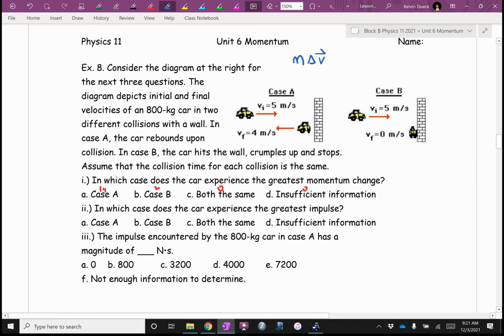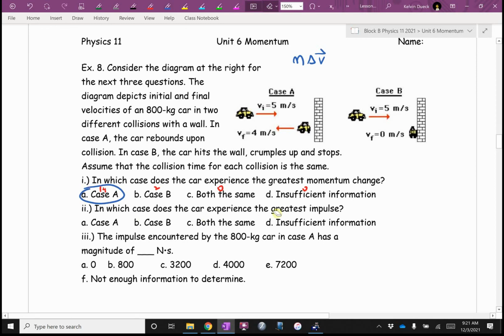So which car experiences the biggest impulse? Do they have the same mass? Yeah. Do they have the same change in velocity? No. What's the change in velocity in case B? I like that. He said -5. So Quinn has decided that right is positive and left is negative, and he went final minus initial, -5. What's the change in velocity here? It's not 1. It's -9, right? -4 minus 5. Definitely case A has the biggest change in momentum.